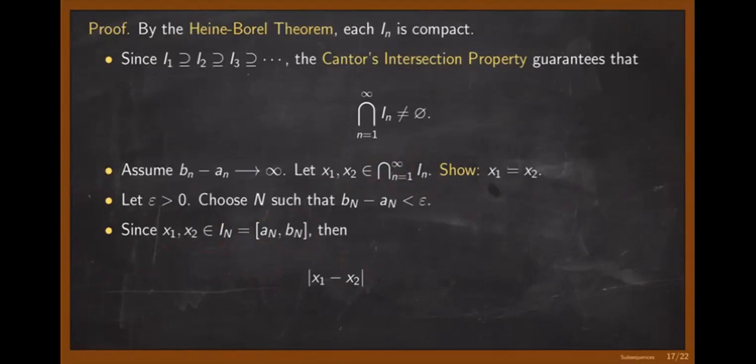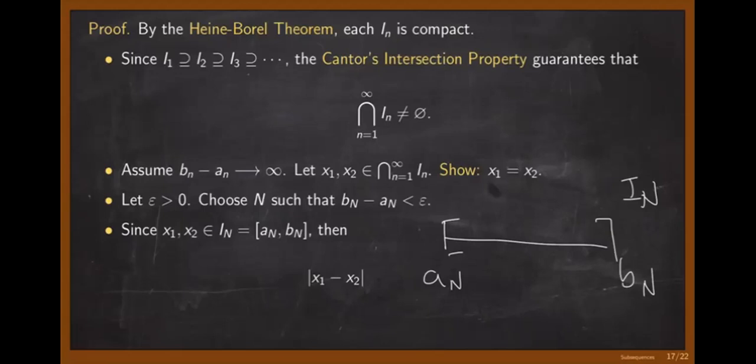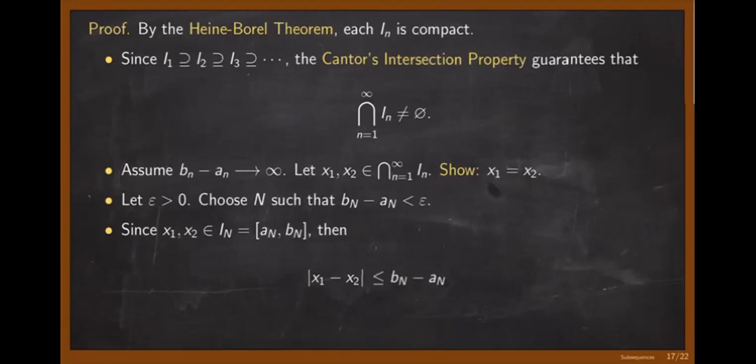How about their distance? Parang ganito yan eh. Ito yung I_N, and nandyan daw silang dalawa. Nandyan yung x1 at x2. Alam nyo, kahit saan sila nakakalat dyan, ang distansya nila hindi lalagpas sa distance ng AN at BN, which is BN minus AN. But how did we select N? We have selected N so that BN minus AN is less than epsilon. So eventually, I was able to show that for every epsilon greater than 0, this is less than epsilon.